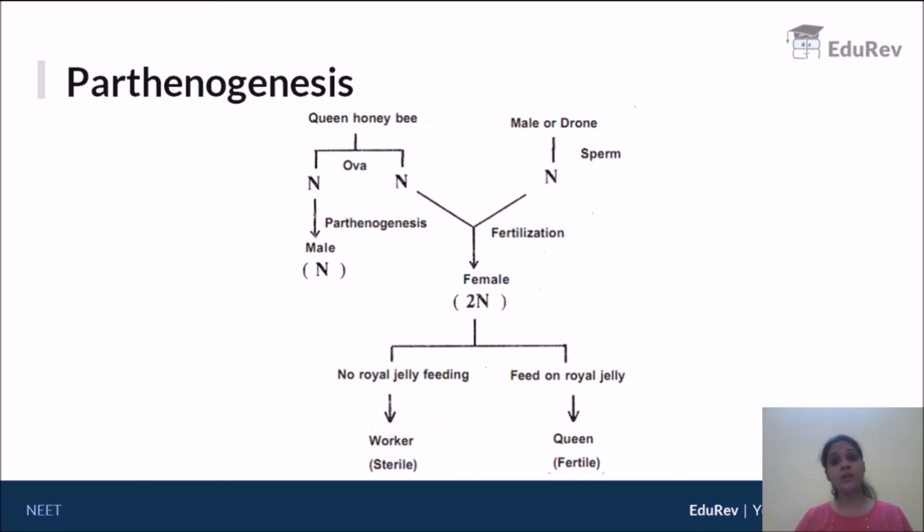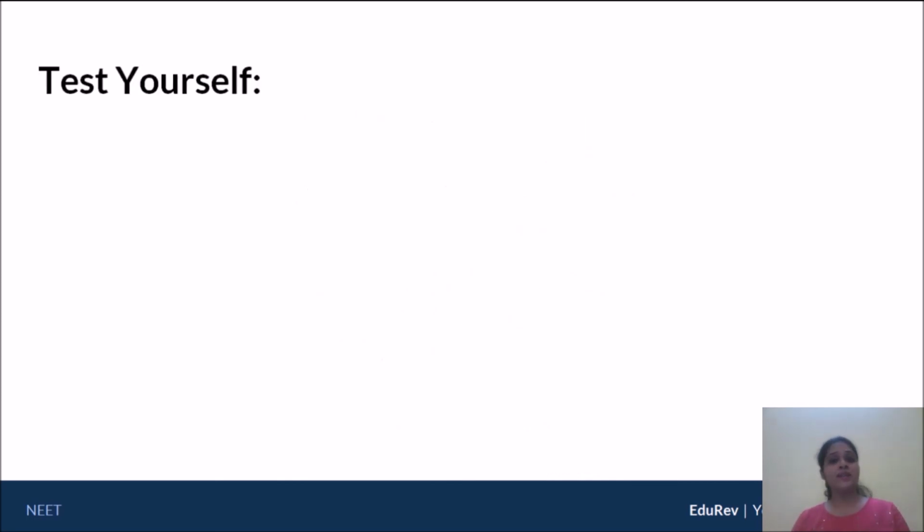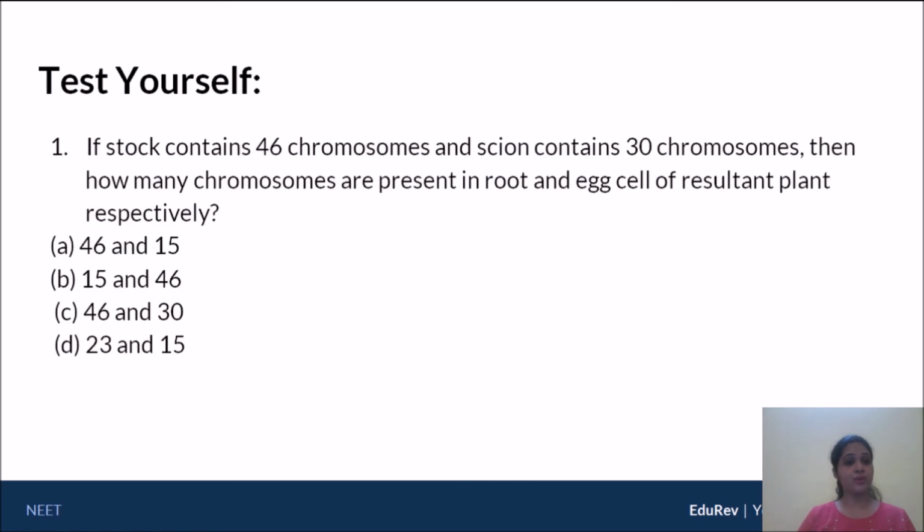One thing we need to take away from this is that the females are always diploid, whereas the males are always haploid. A further understanding of parthenogenesis you will get in later videos. But for now, I hope you have understood the concept of parthenogenesis. Now, let us go through a couple of questions.